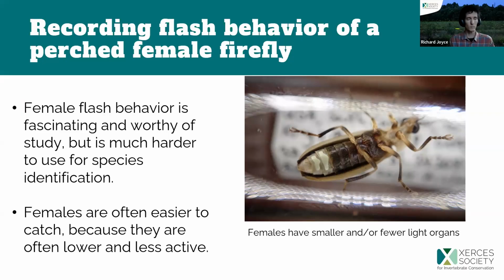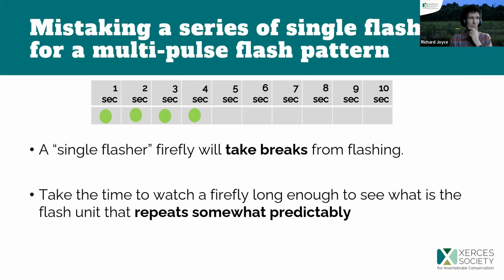The best thing is to try and just catch a firefly that's flashing repeatedly on the wing, and then you can double check the sex by looking at the lanterns. The females will have lanterns that are either smaller or fewer in number compared to the males. So this is a female Photuris, and you can see that her lanterns aren't filling the whole segment.